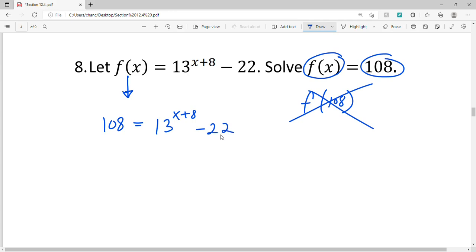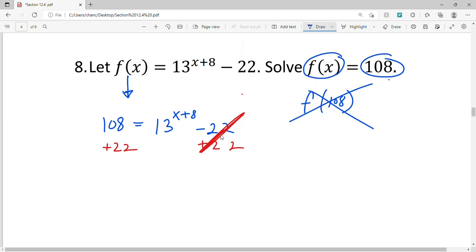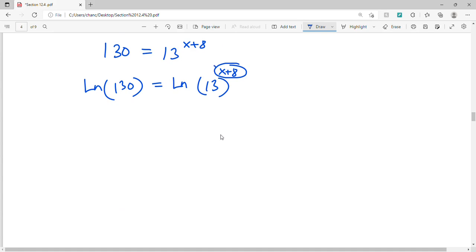Now I could solve for x by isolating the exponent. Let's add that 22 to both sides. 108 plus 22 gives me 130 equals 13 raised to the x plus 8. We can now take the natural log of both sides. The natural log of 130 equals the natural log of 13 raised to the x plus 8. I can now bring that exponent up into the front.